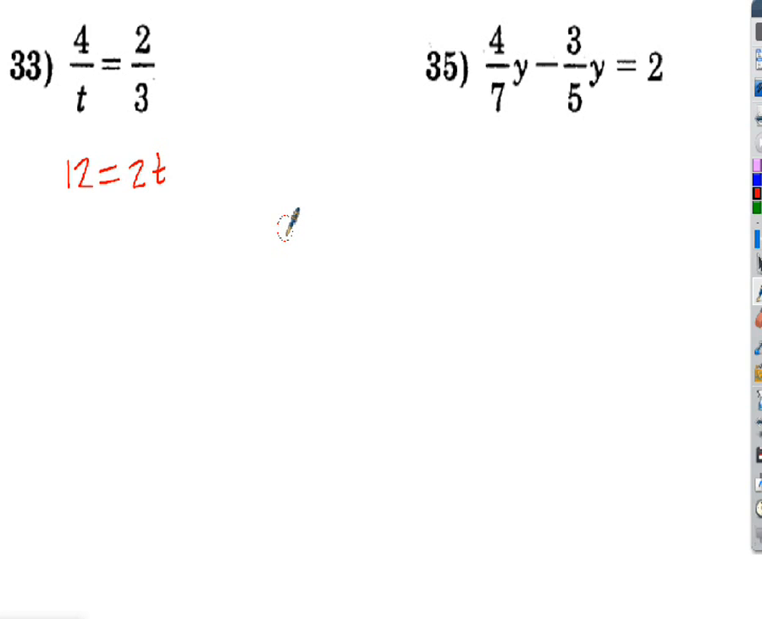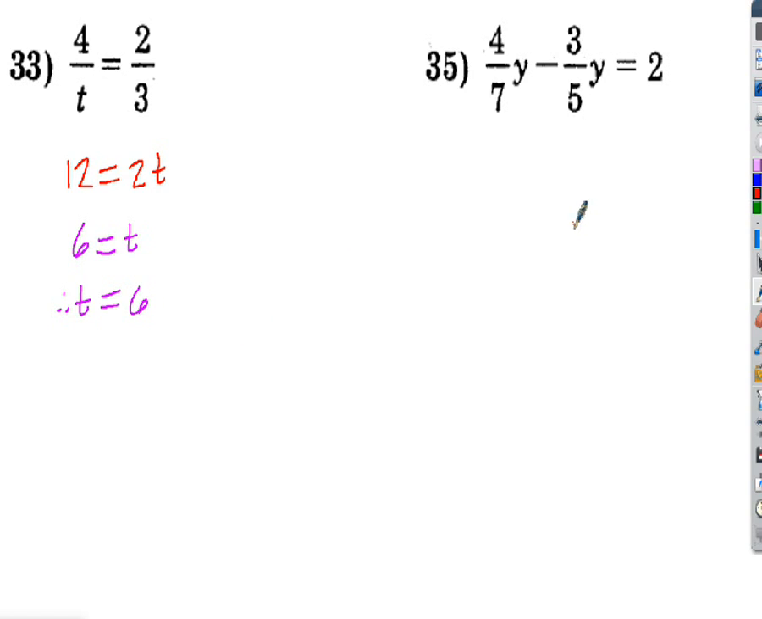And I'm multiplying both sides by 3, so the 3 counts on the right hand side and it crops up on the left hand side as 3 times 4. To find the value of t, we simply divide both sides by 2, so 12 divided by 2 is 6. 6 is equal to t. We just turn the equation around to have the subject on the left hand side, so t is equal to 6 in this case.